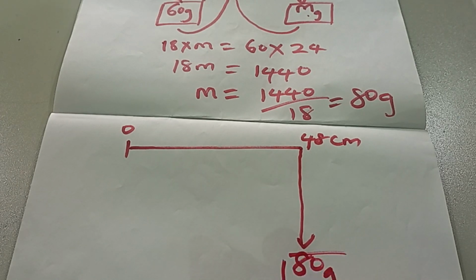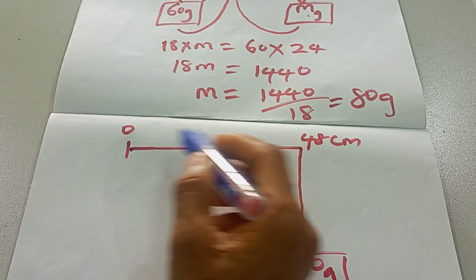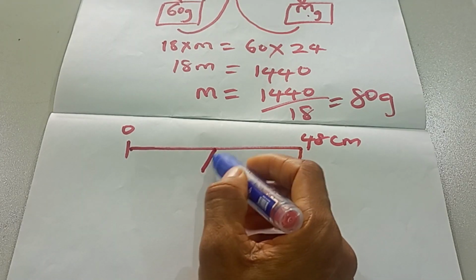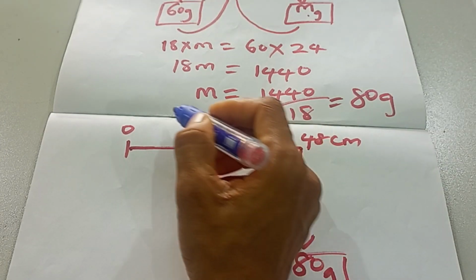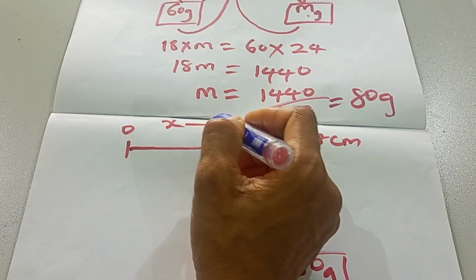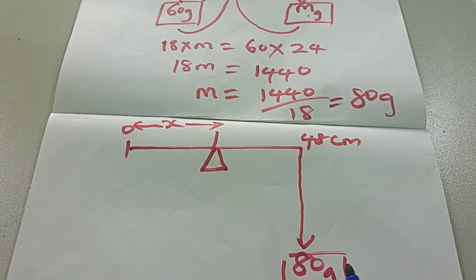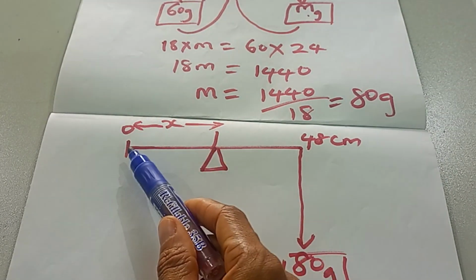So we have gotten this side to be 80. And then remember the distance of the balance point from the zero end. This is the zero, the new balance point, let it be here. We don't know. Let's just label it as x. That's the new unknown: the distance of the balance point from the zero end.